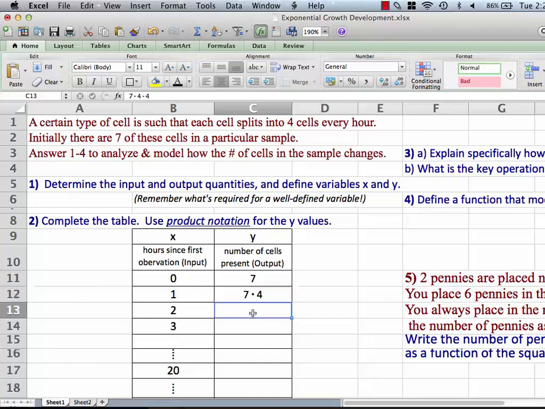So it'd be just 7 times 4 times 4. That's right. It's 4 times what we had the previous hour. How about after 3? Muhammad. So how many cells after 3 hours?